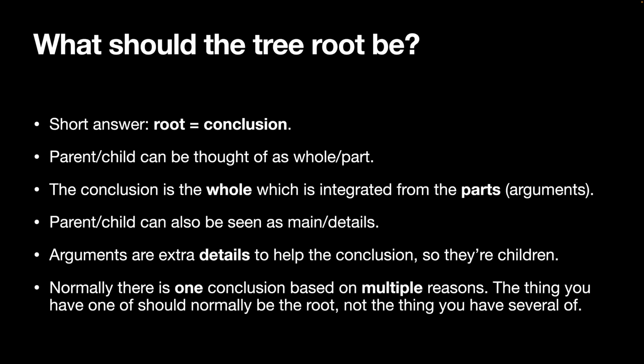You can also see parent-child relationship as main versus details. When you go lower down in the tree to stuff that is more nested, it is less important. It's more getting into little details instead of main points. So the arguments are the extra details that help the conclusion. So there it's children. Another way to see it is there's usually one conclusion based on multiple reasons. So the thing you have one of should be the root, not the thing you have multiple of. It is possible to have one argument and then reach 5 conclusions based on it, but that is atypical.